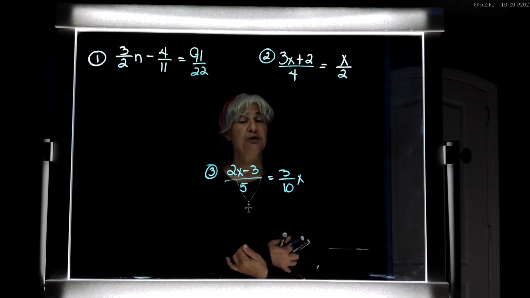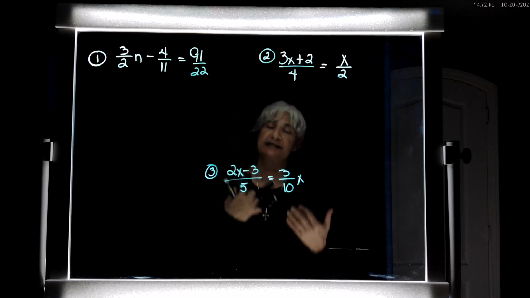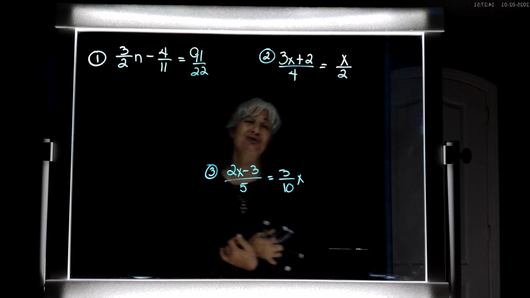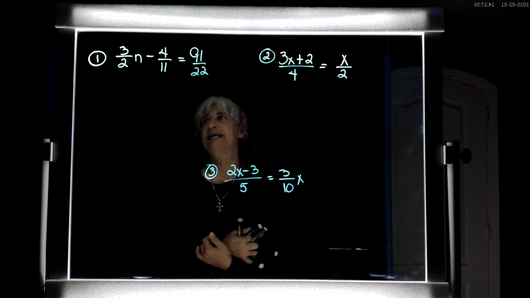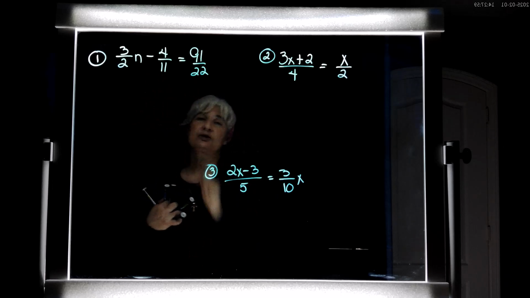Okay, hopefully you've already worked on these problems before you came and found this lecture video, or this answer key video, shall I say. Let's look at the first problem. Do you notice the denominators aren't the same? Okay, so what's your first goal? Get them the same. So I have a denominator of a 2, an 11, and a 22.